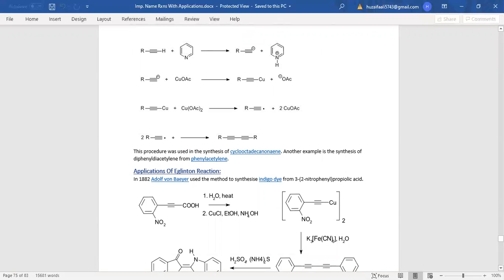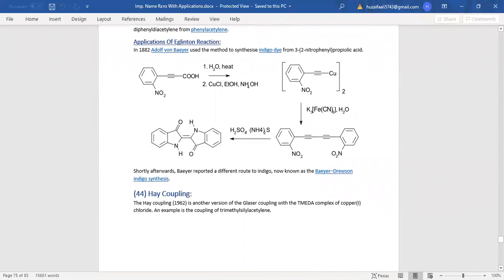This procedure was used in the synthesis of cyclooctadecanonaene. Another example is the synthesis of diphenyldiacetylene from phenylacetylene. Applications.